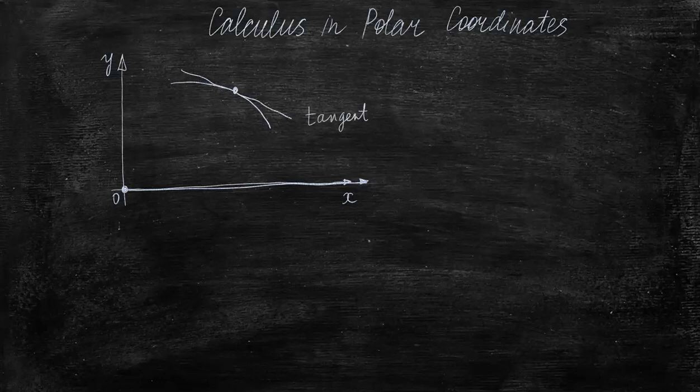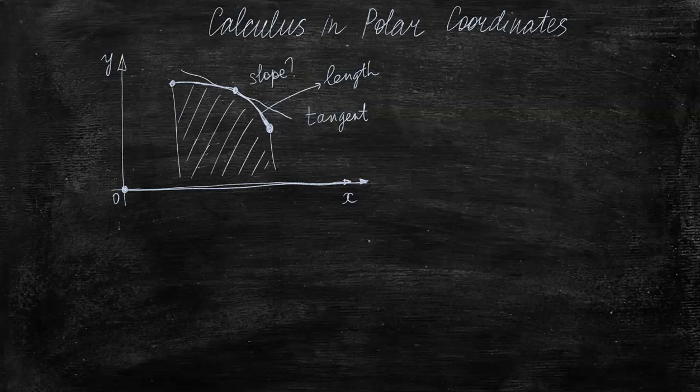So that's a good question. How do I find the equation of the tangent line? We find it by finding the slope first. But how do we find the slope? Well, the slope is the derivative, and derivative is calculus. On the other hand, we may want to know the length of the path described by a polar curve. Length of a curve is also calculus. And finally, we may want to know the area under the curve, which is also calculus.